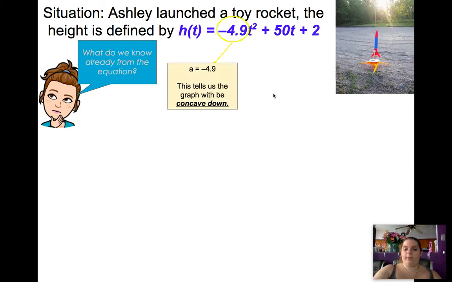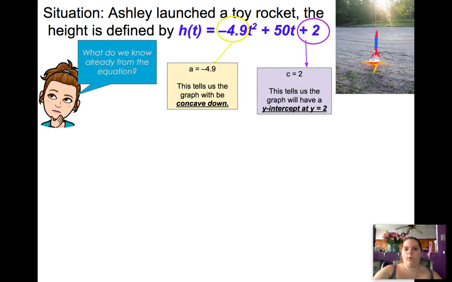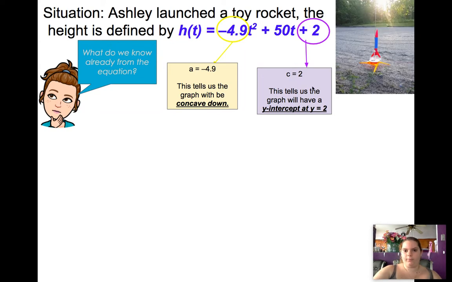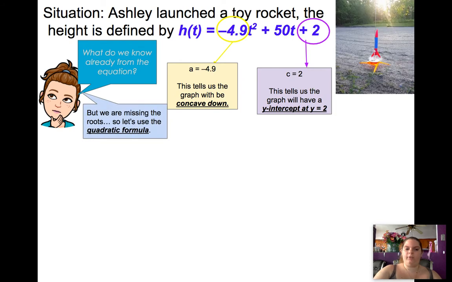One thing we know is about the a value, and that tells us about the concavity. In this case, because a is negative, we have concave down. We also know the y-intercept, which is going to be our c value, which is going to be 2. But I can't look at this equation and find the roots. I'm choosing to use the quadratic formula because a is a decimal, b is a really big number. So if I try to do product sum table, I feel like I'm going to be here for a while.